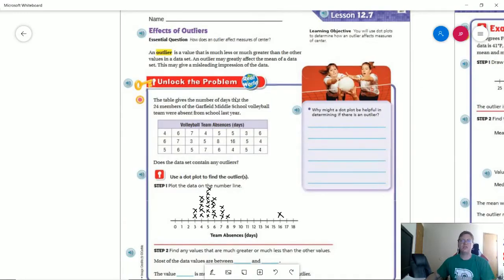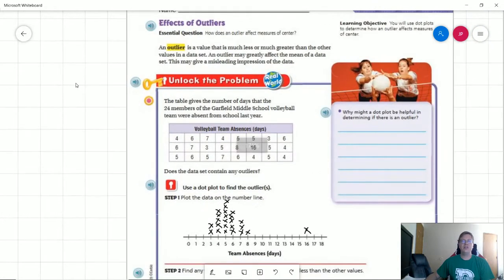This is going to be working with outliers. So when we are working with statistics, we are going to want to make sure that all of the values for our data fit what we are trying to accomplish. An outlier is going to be so much greater or so much less than everything else that it's going to throw off our results potentially. So we're going to talk about that using a couple different examples.